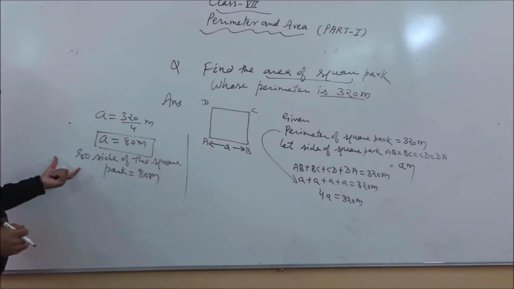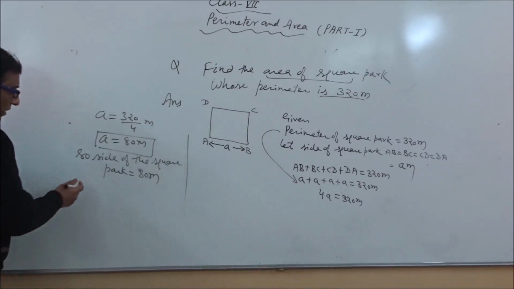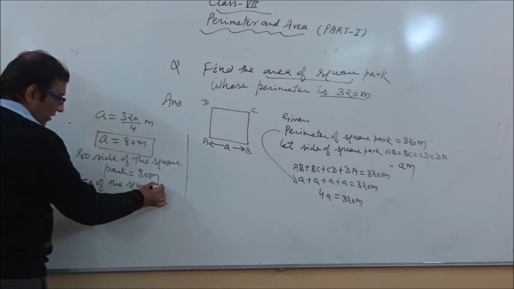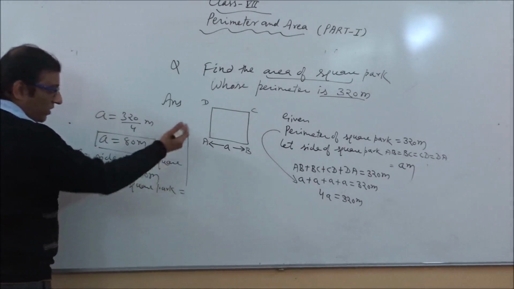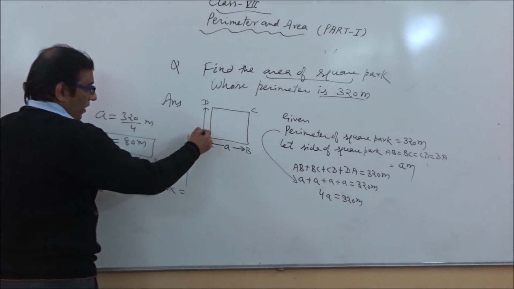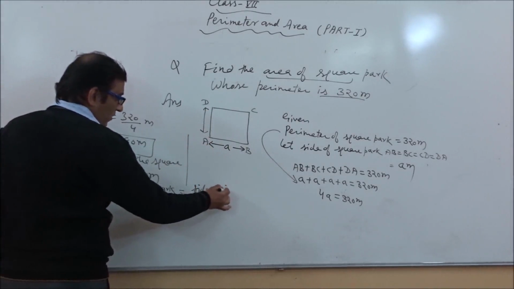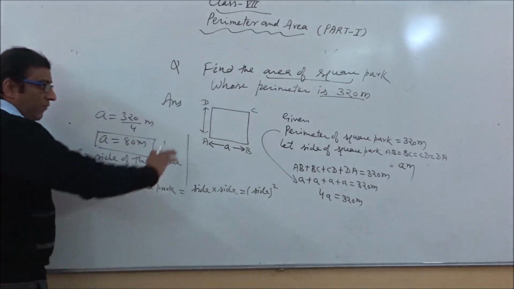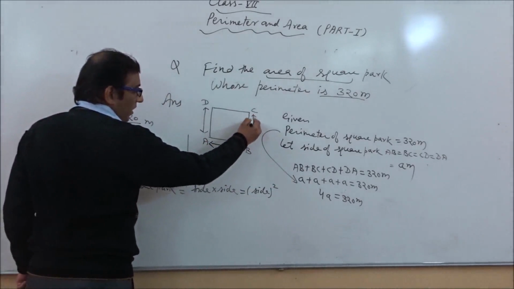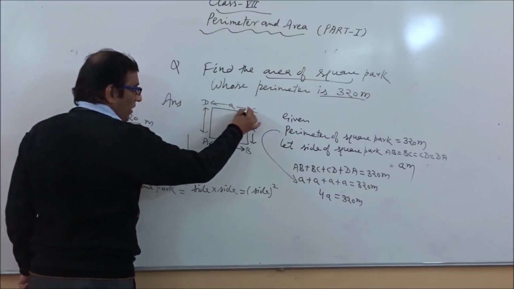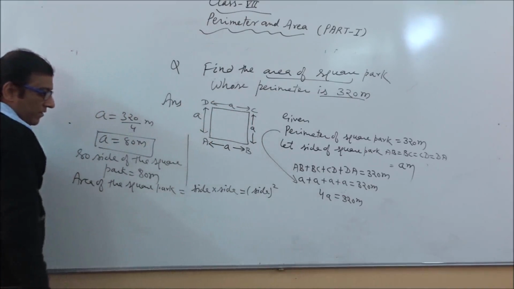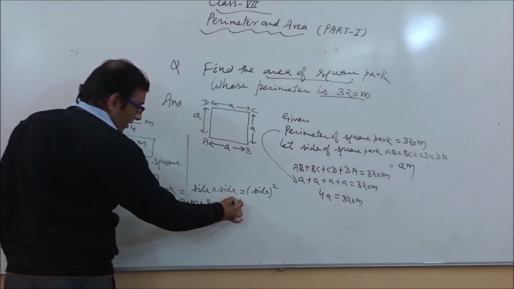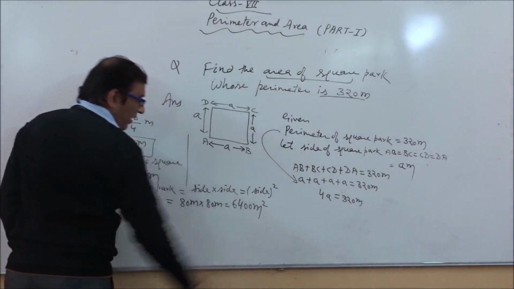Because if we do not calculate the side, then it is not possible for us to calculate the area. So after calculating this side, how can we calculate the area of the square part? Because this is a square in which all the sides are equal, the formula becomes side into side, that is, the whole square of the side. AB is A, BC is A, CD is A and DA is also equivalent to A meter. So if we put 80 meter into 80 meter, we will get 6,400 meters square.